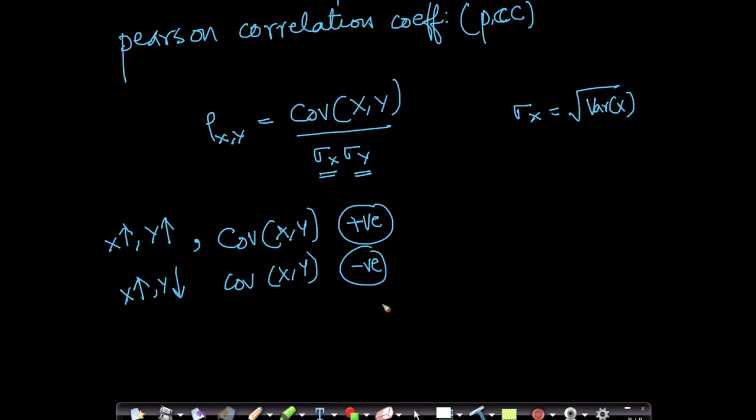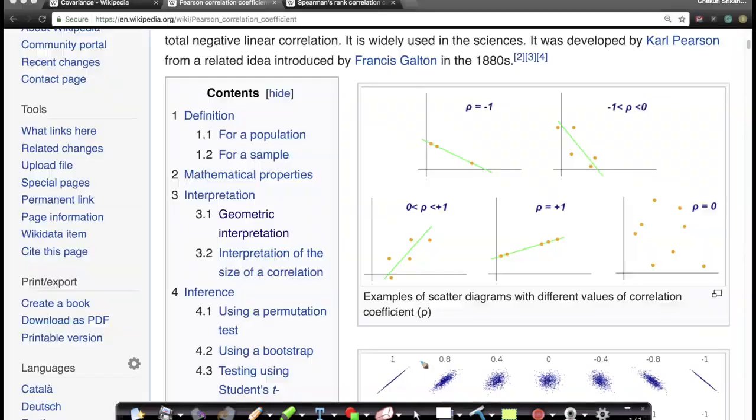Let me show you a simple example of PCC. So this is the Wikipedia page for Pearson correlation coefficient, as you can see here. And we'll use Wikipedia extensively, as I've mentioned earlier. Now let's look at this, right?